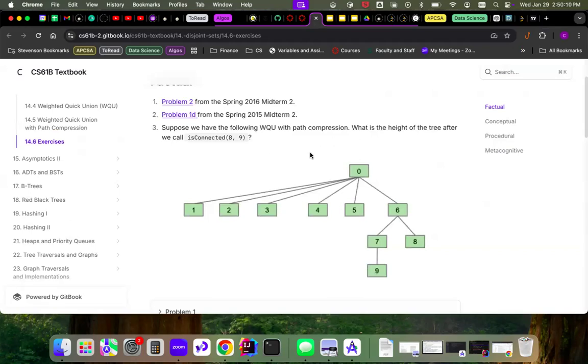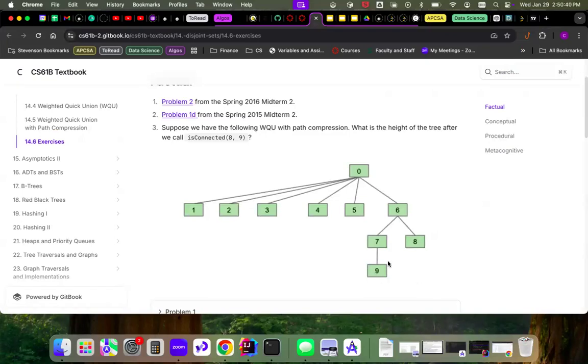What is the height of the tree after we call is connected 8, 9? We've got a vote for 1. Do we have a vote for 2, or a second vote for 1? 1. Oh, wait, 8, 9. Yes, 1. Anyone want to go with anything other than 1? 15? Okay. Why is it 1?